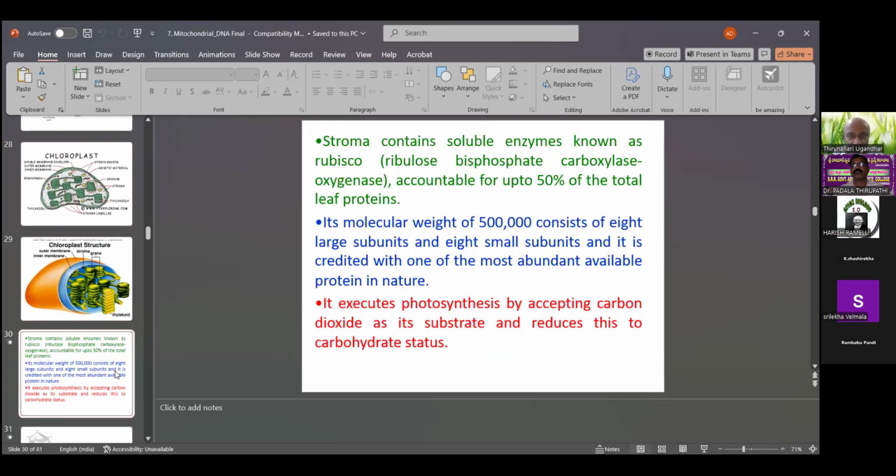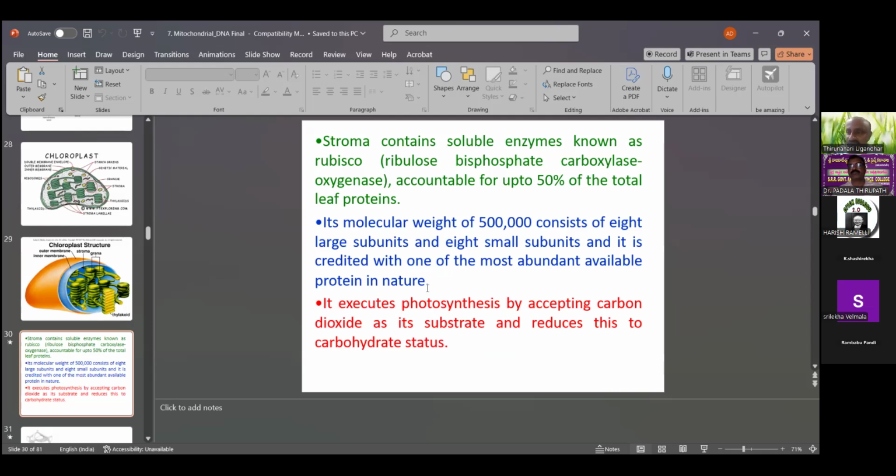Stroma thylakoids and grana thylakoids account for 50% of the total leaf protein, ribulose bisphosphate carboxylase oxygenase enzyme, Rubisco. That is a major important function, denoted by chloroplast DNA quality. The chloroplast DNA maintains the Rubisco enzyme's activity. Rubisco enables the preparation of food materials in plants by photosynthesis. It has a molecular weight of 5 lakhs, consists of 8 large subunits and 8 small subunits, and is one of the most abundant proteins in nature.